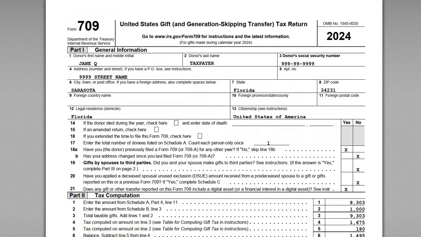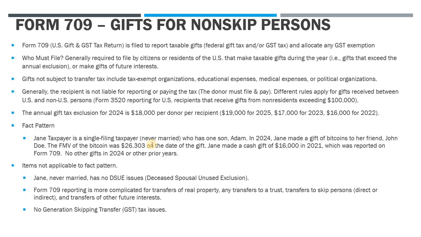So we've got those three pieces and then just one slide here covering some background on the 709 and then more details on the fact pattern, which we'll need in order to complete the return. So if we start with this slide, go through some of the basics here. This Form 709 is filed for reporting any taxable gifts that are made during the year.